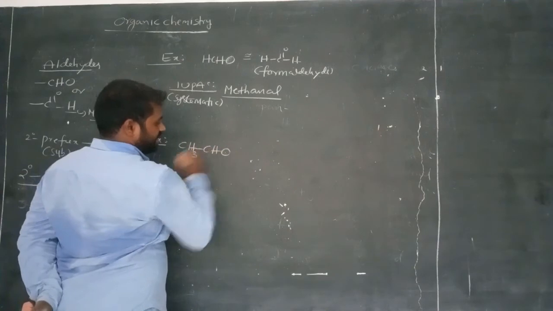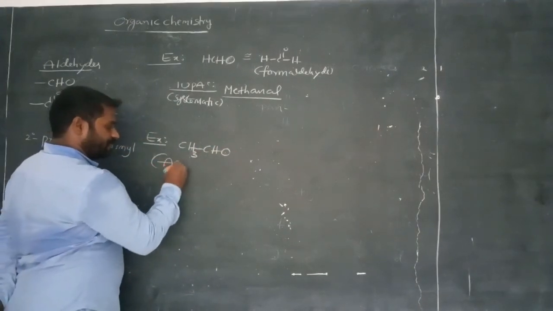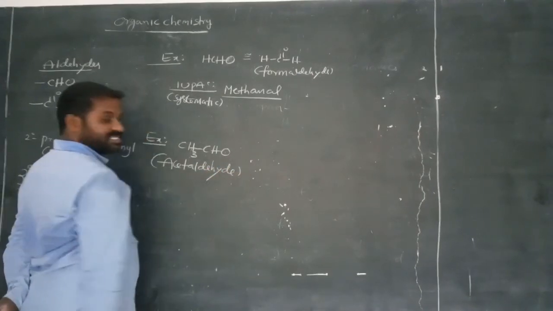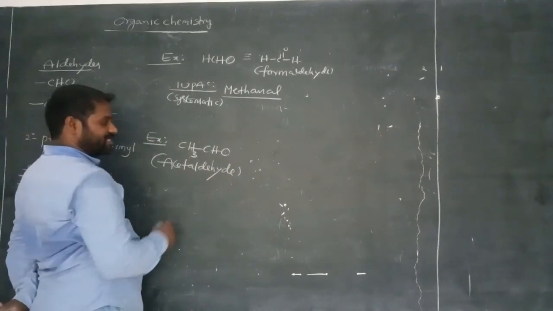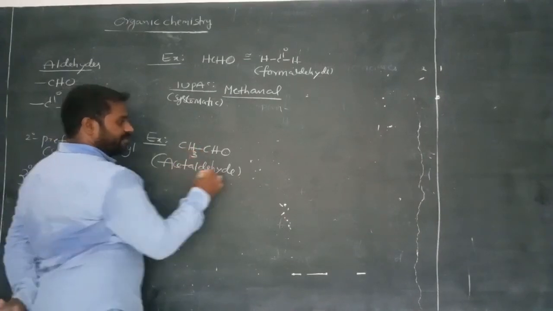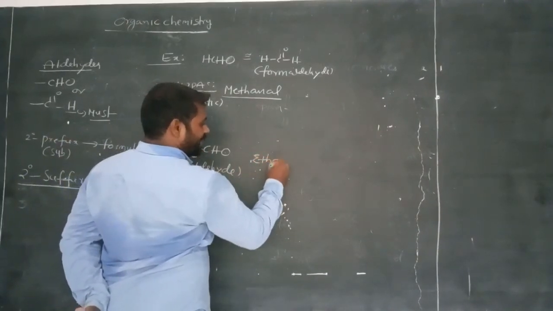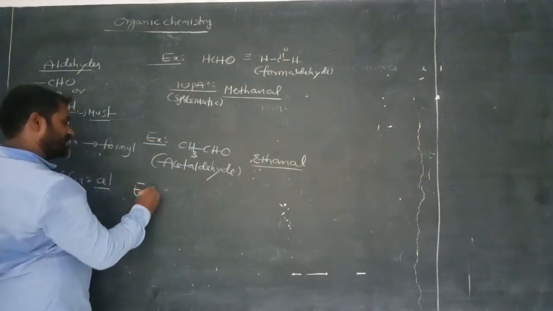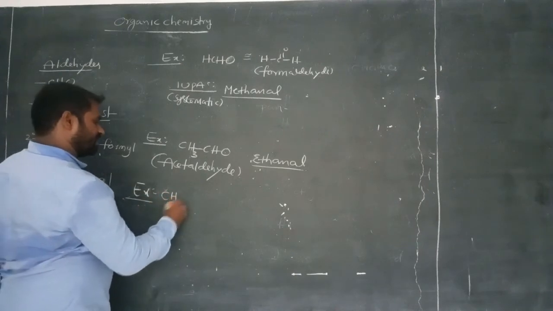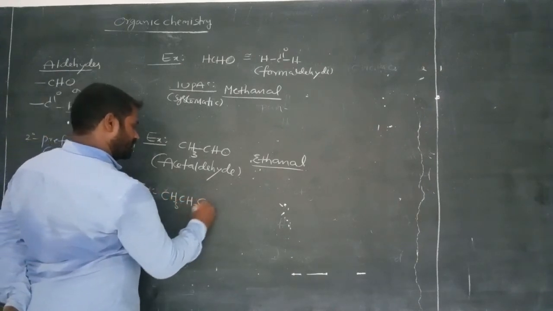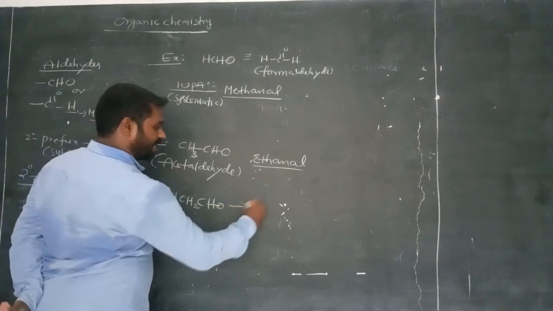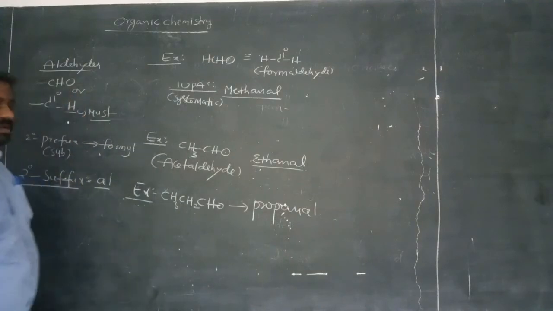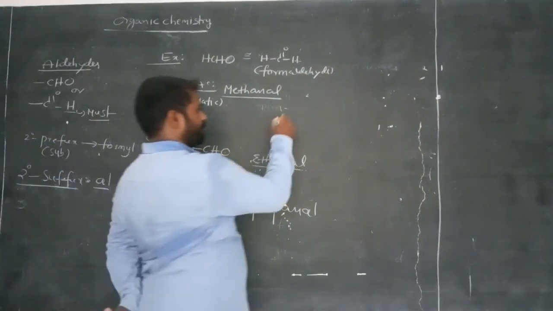CH3CHO. Its common name is acetaldehyde. Remember this. Regularly we use this term. Its IUPAC name is, how many carbons does it consist of? 2 carbons means eth plus an plus al, ethanal is the IUPAC name. Clear? And write, what about this one? CH3CH2CHO. What is the IUPAC name? Propanal. Clear? Propanal.